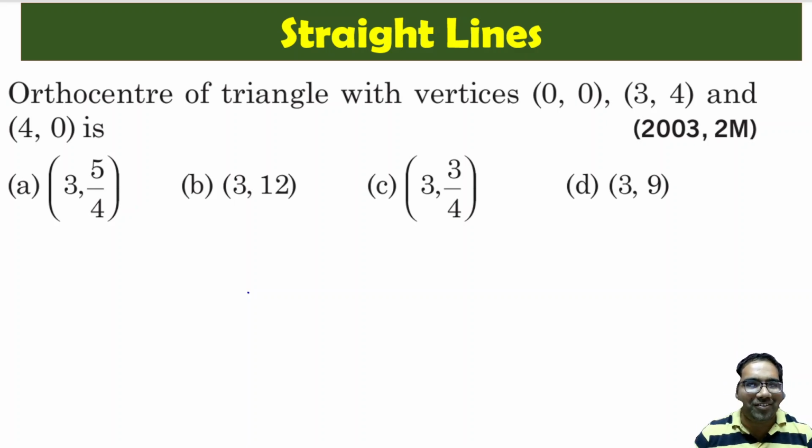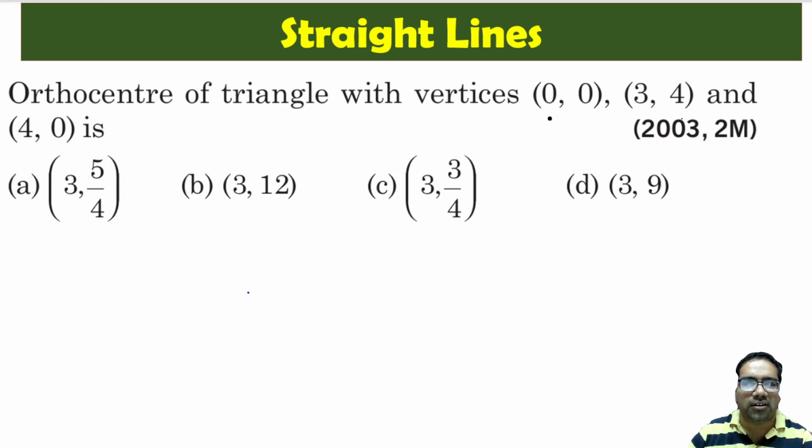Here we have to find the orthocenter of this triangle. We are given all three vertices: (0, 0), (3, 4), and (4, 0). And what is the orthocenter? The orthocenter is the meeting point of altitudes drawn from vertices to the opposite sides, that is, perpendiculars drawn from vertices to the opposite sides.